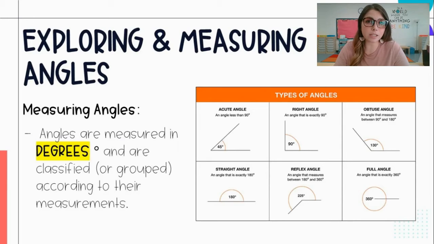Protractors use degrees to measure the inside of angles, and after you measure your angles, you can then classify or group them depending upon their angle measurement. And we measure it using degrees, similar to the degrees you use for temperature, but in this type of math, we're talking about the degrees inside the measurement of an angle.